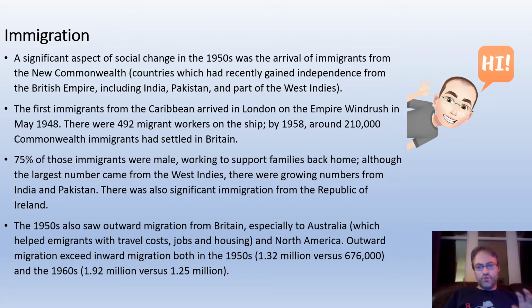And a really crucial statistic, which again isn't always reflected in discussions around immigration, is that outward migration is greater than inward migration. In other words, emigration out of Britain is greater than immigration into Britain. And you can see the statistics there speak for themselves. That's true both in the 1950s and also in the 1960s. Although immigration moves over the 1 million mark, emigration is almost at the 2 million mark.